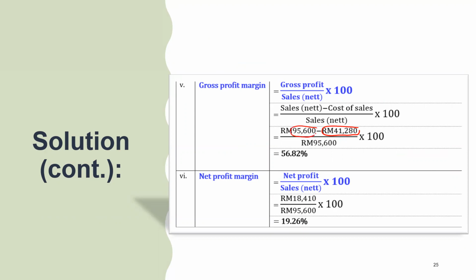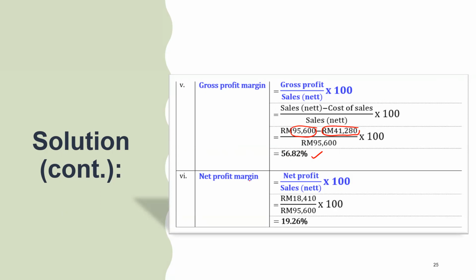All right, so what we need to do is just simplify the ratio and the answer is 56.82%. So it shows that for every 100 ringgit of sales, the business generates 56 ringgit and 82 cents of gross profit, which can be used to pay off its operating expenses later on.